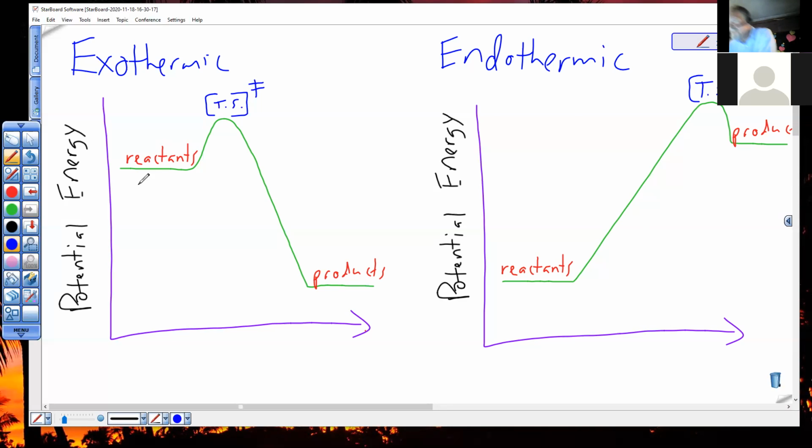We have 3 energies. We have the energy of the reactants, the energy of the transition state, and the energy of the products in both examples. I have the same question for you for both diagrams. Is the energy of the transition state closer to the energy of the reactants or products in this first diagram? It's only this far away from the reactants. It's this far away from the products. We call it an early transition state, like I said before.